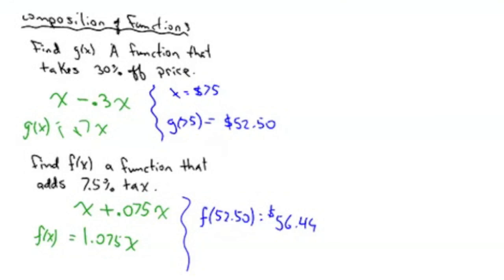Great, except for one problem. Too many calculations to find out the total price at the end of the day. So if you look at this right, you can see what's really happening. You're finding g of 75 and you're taking that answer and plugging it directly into f. If you've ever taken a science class, especially chemistry, you always find one answer, take that answer and put it into another formula to find your final answer. That's what's called a composition of functions.